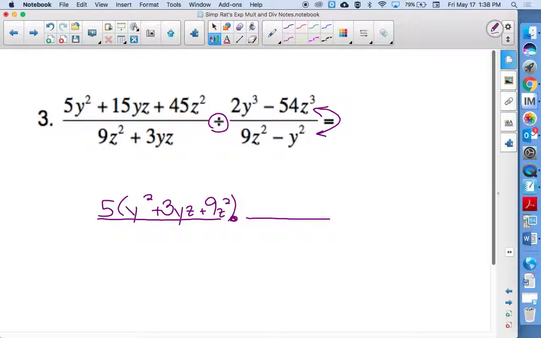Chelsea, how about the bottom? You could take out a 3z. 3z. And then you would have 3z plus 1.